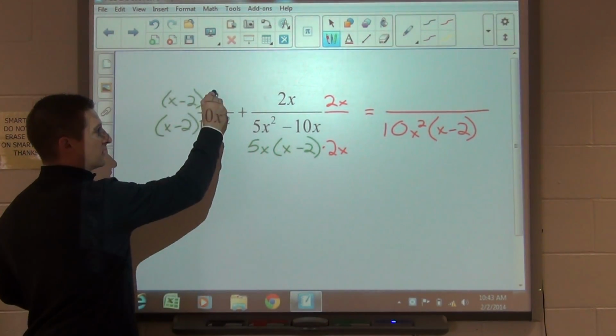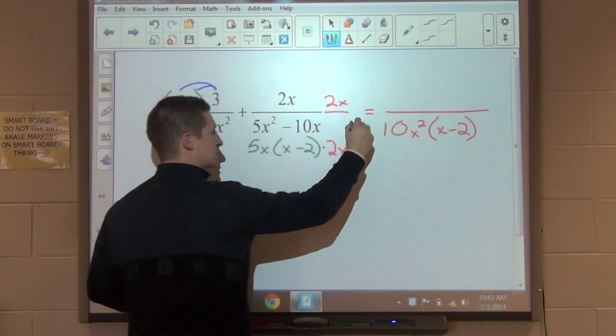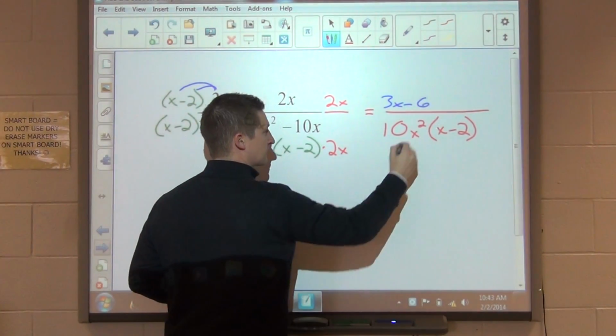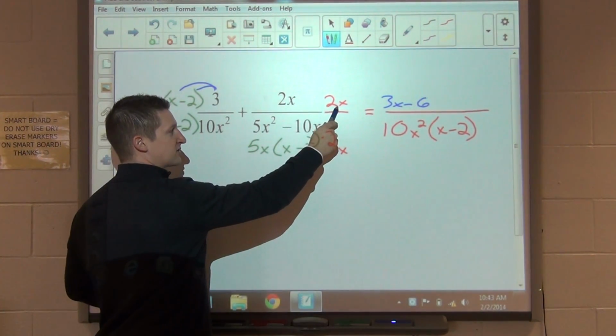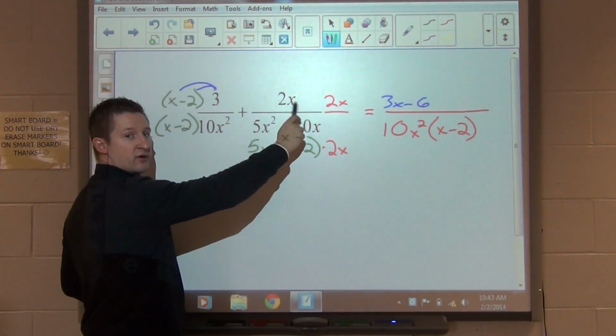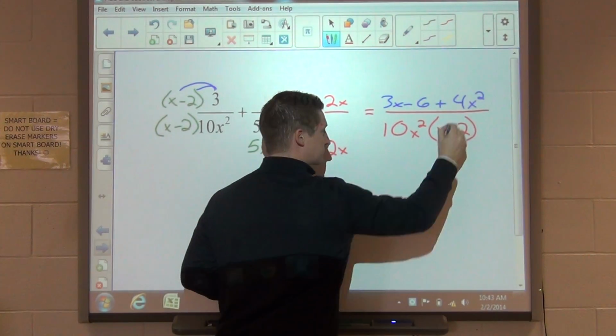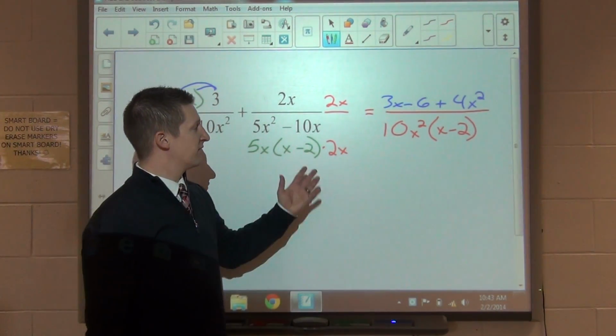On the left, 3 times x minus 2 will give me 3x minus 6. I'll write that over here. 2x times 2x is going to give me 4x squared. I'm adding whatever happened here, so I will put plus and then 4x squared. I've got everything added together.